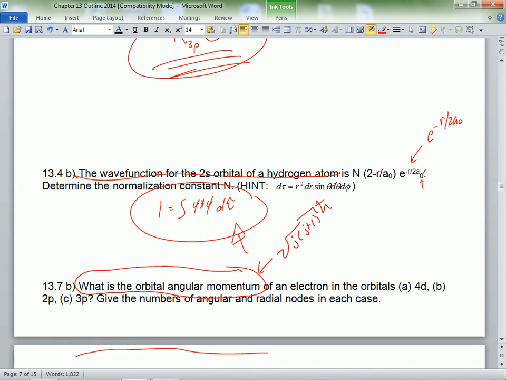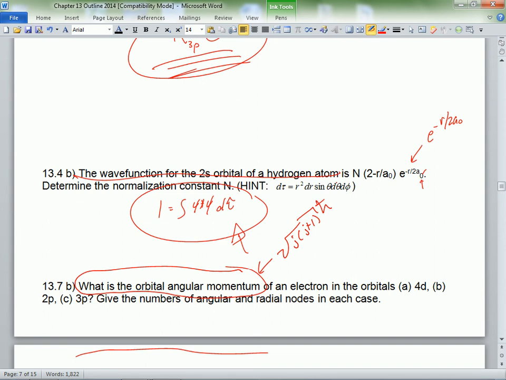Now we haven't finished this question yet, though. What about this whole angular and radial nodes? That's the n minus L minus 1 thing. Number of angular nodes, do you remember? n minus 1 is the total number of nodes. Then angular was little l, and radial was n minus l minus 1.